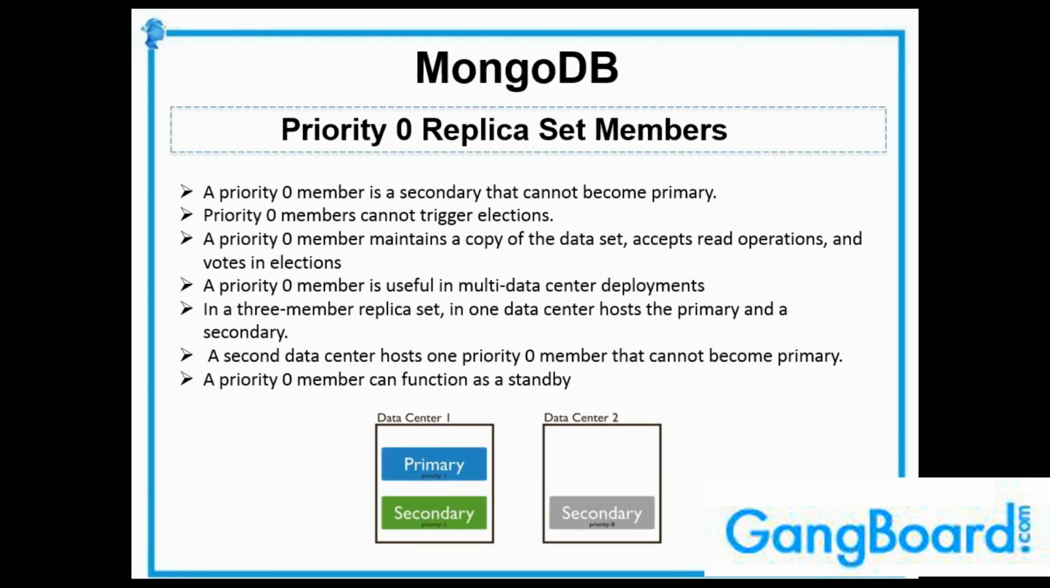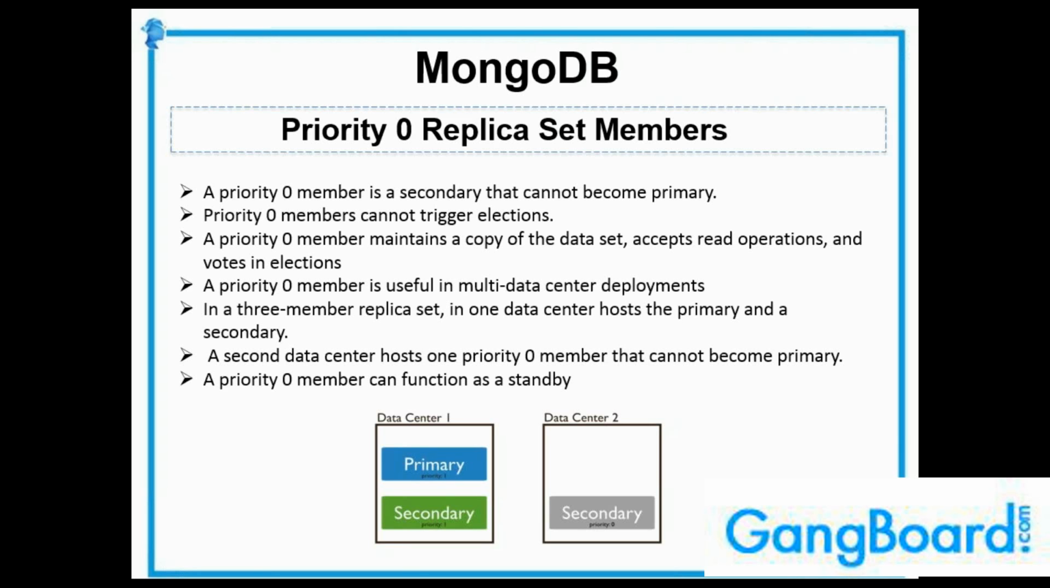If you change that priority to more than one, then automatically that node will become a primary, so the existing primary will become a secondary. To decide which node you want to become a primary and which node should not become a primary, you can use this priority. A priority 0 member cannot become a primary anytime.